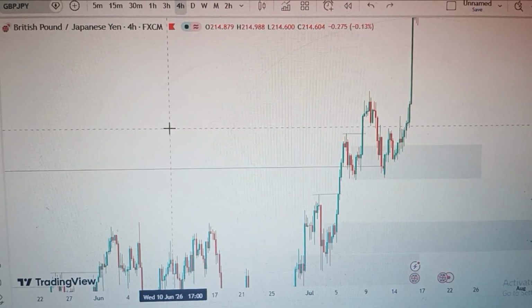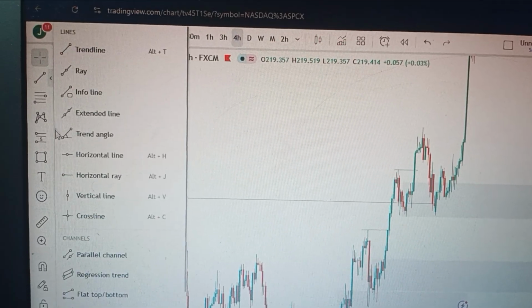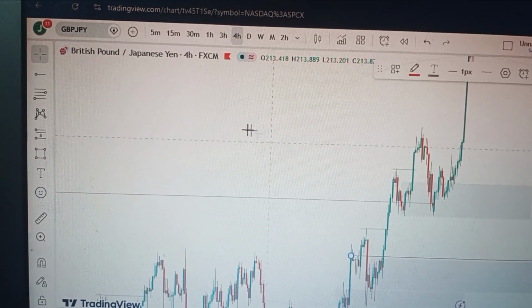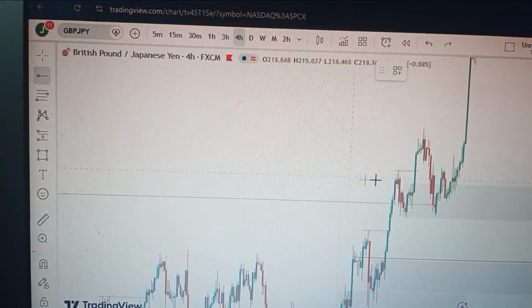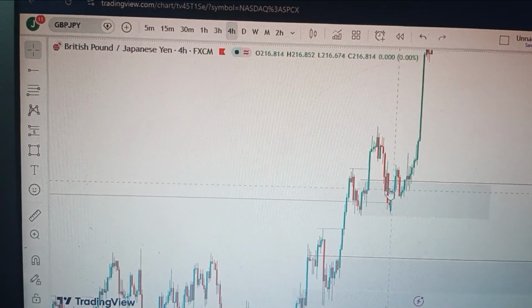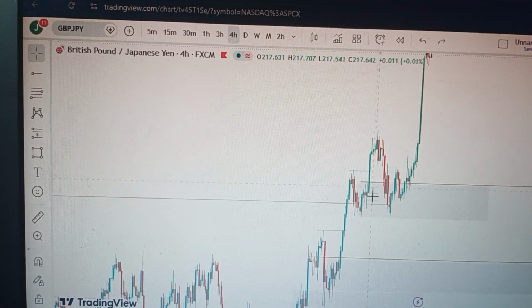So the zone I was more interested in was this level here, and we still have another level here. So I was like, okay, let's leave this one aside. I took this one aside. I was expecting the market to drop, but unfortunately for me, the market did not really push down to this extreme level.